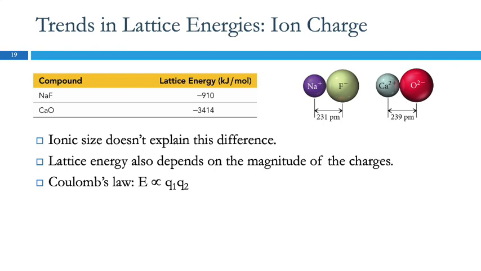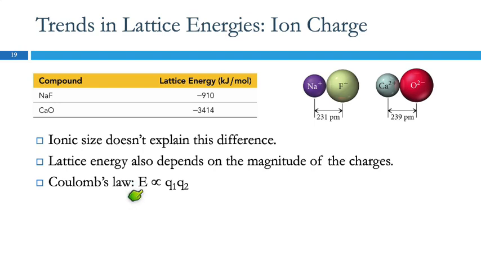We also see a trend based on ion charge. So here's sodium fluoride and calcium oxide. And the distance here is approximately the same between these two. But sodium fluoride has a lattice energy of negative 910. Calcium oxide is negative 3,414.